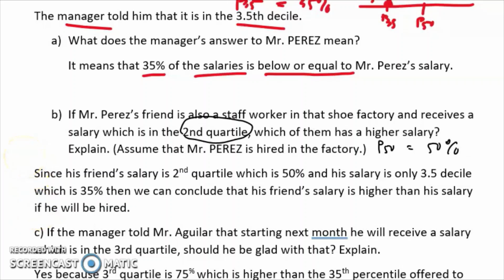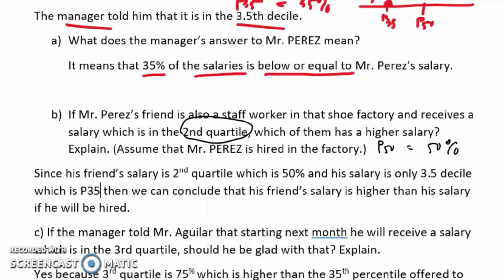Okay. So, again, his friend's salary is second quartile, which is 50%, and his salary is only 3.5 decile, which is 35%. Okay, or di ata, P35 na lang to. Wag na nating percent ang gamitin natin. Which is P35. Ito, P50. Para pag nag-compare tayo. Okay, we can conclude that his friend's salary is higher than his salary if he will be hired.